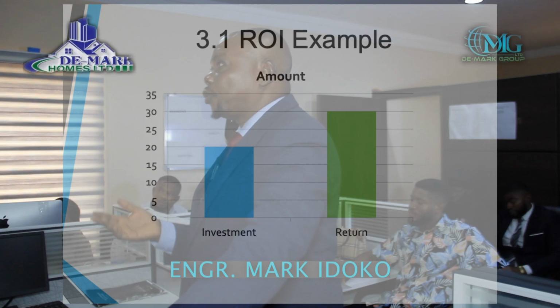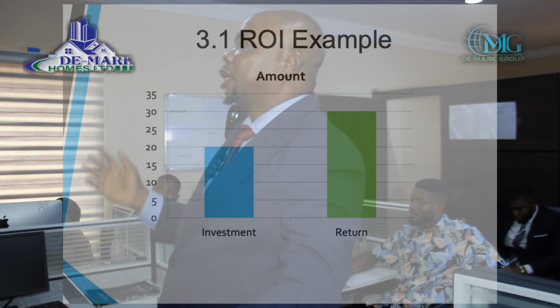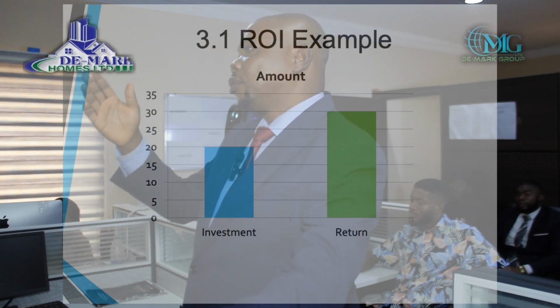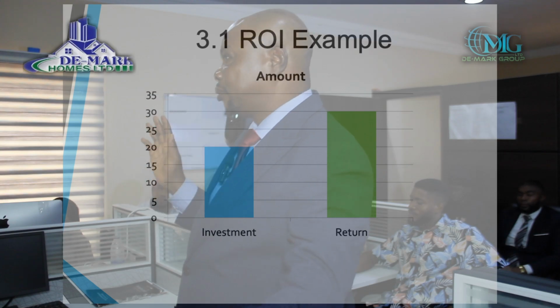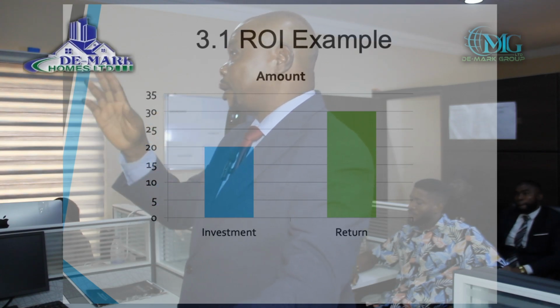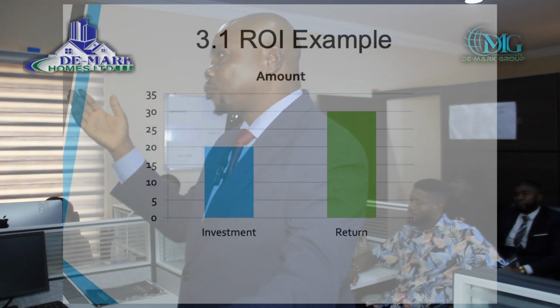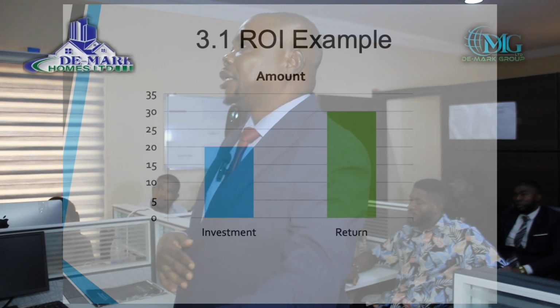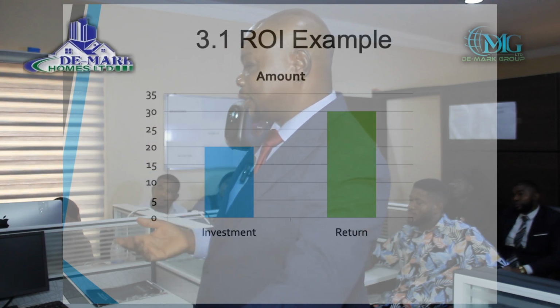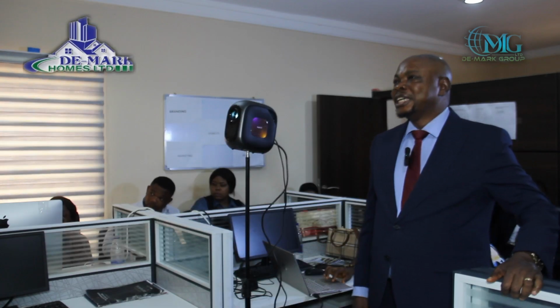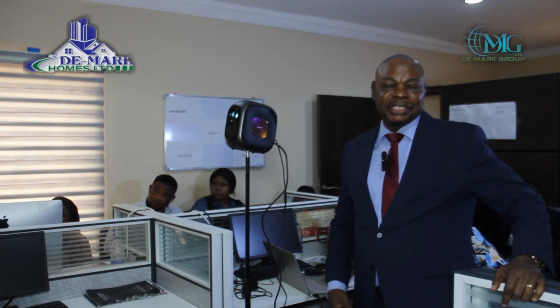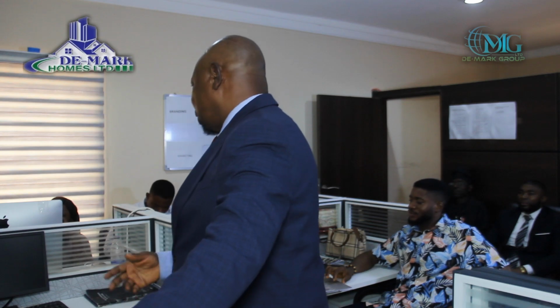Okay, if you take for example on this graph, you bought the property for 20 million. That is the investment amount. Are you seeing it? And you sold for 30 million. So what's the return on investment in percentage? It's 50%. You understand? It's simply 10 million divided by 20, multiplied by 100, it gives you 50%. So this is what I said at the beginning. Work with numbers.